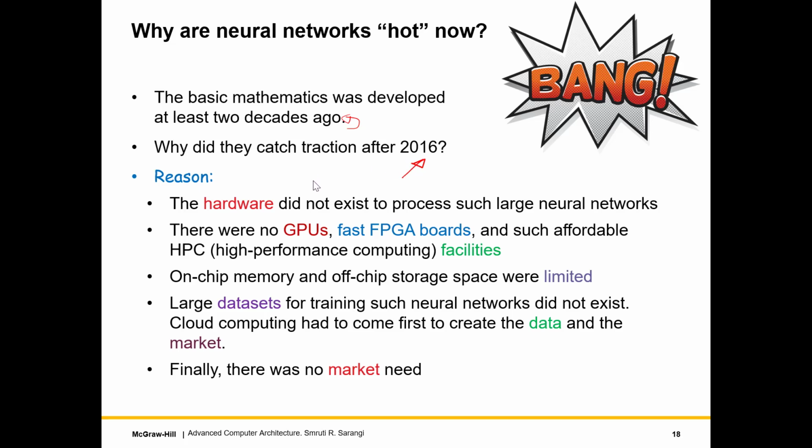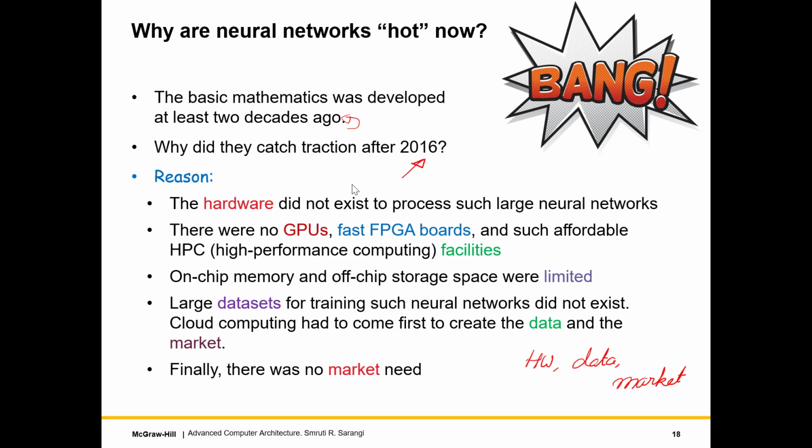So the idea was that the maths is there, but we didn't have the hardware, right? So you need several things. The first is you need the hardware. Second is you need the data, right? You need massive amounts of data, and you also need the market, in the sense that who is going to produce so much data and who is going to use your insight. Pretty much all three did not exist, but towards the last half of the 2010-20 decade, there were a lot of GPUs, fast FPGA boards, and high performance computing facilities, where AI operations, which are machine learning training and inference operations, could be done quickly.